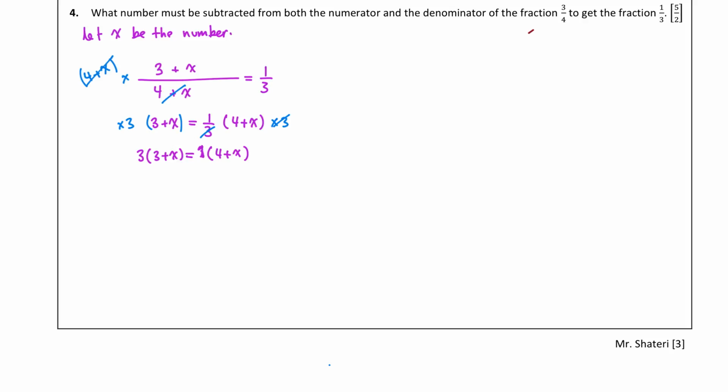So then on the left hand side here, distributing the 3 will get me 3 times 3, which is 9, 3 times x, which is 3x. And on the right hand side, 1 being distributed, 1 times 4 is 4, and 1 times x is x.